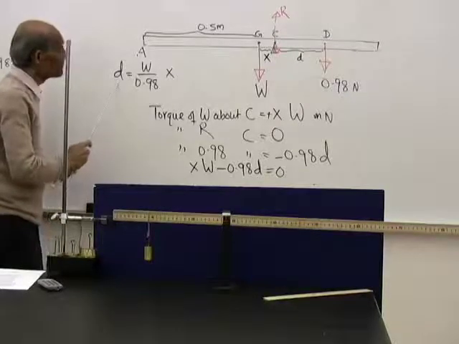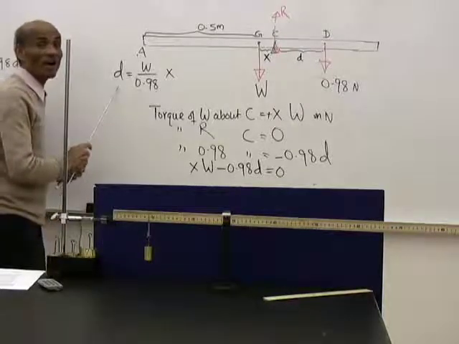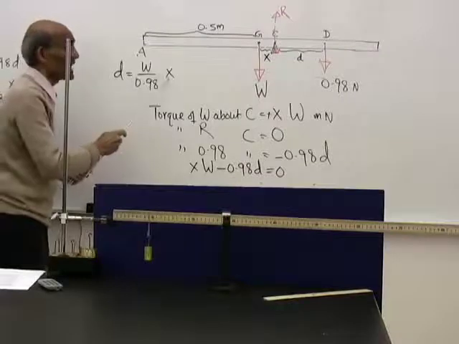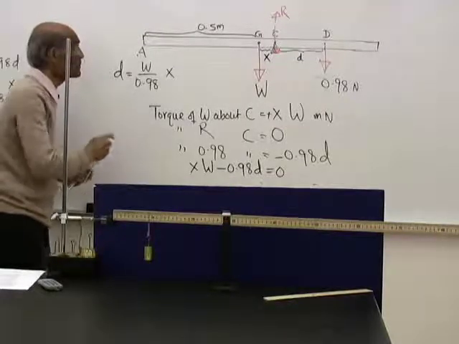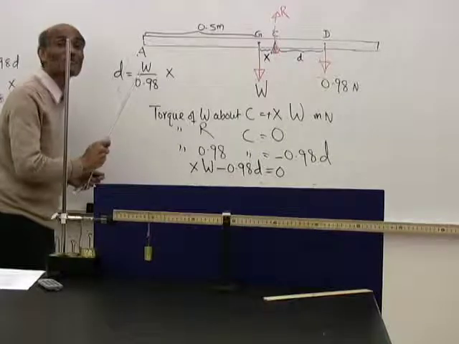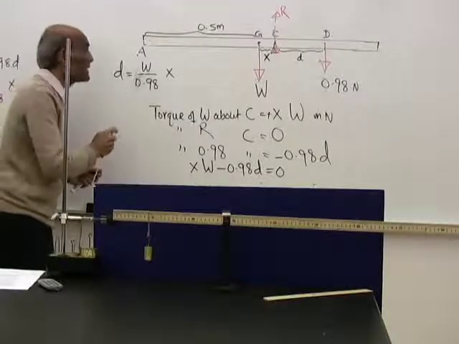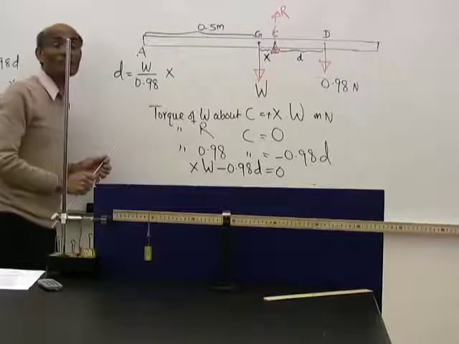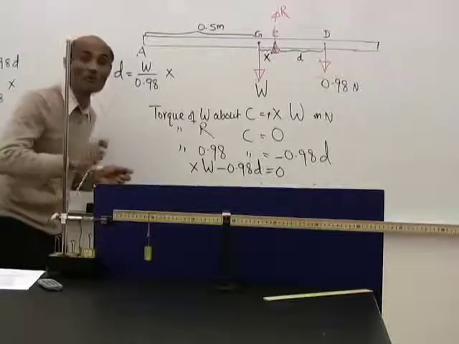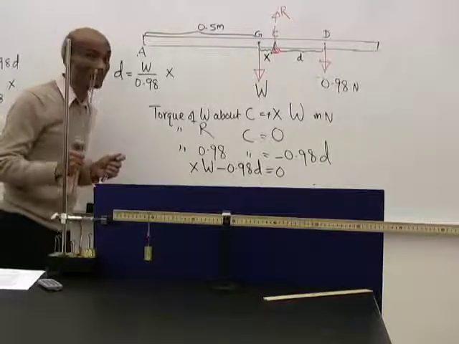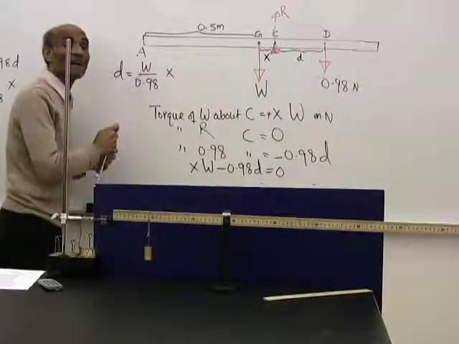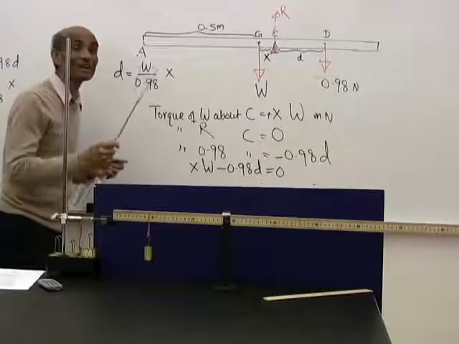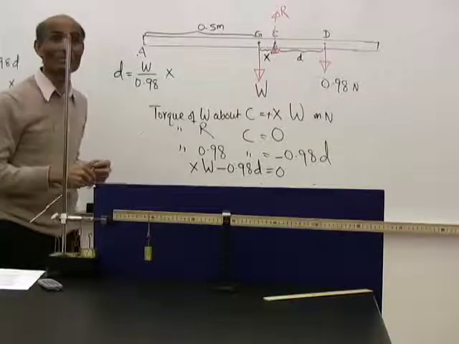That means if you draw a graph of d on the vertical axis and x on the horizontal axis, W over 0.98 will be its slope, and from then you can obtain a value for the weight of the ruler. Remember, not the mass, but the weight. That would be Newton. And if you divide that by 9.8, it will give you the mass of the ruler.